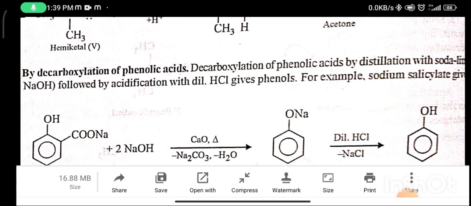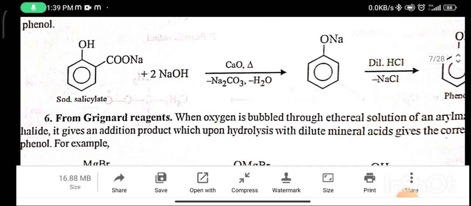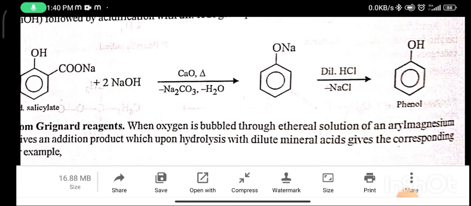Decarboxylation of phenolic acid by distillation with soda lime, NaOH, followed by acidification with dilute HCl gives phenol. For example, sodium salicylate reacts with 2NaOH in the presence of calcium oxide and heat. It gives sodium phenoxide, which with dilute HCl ultimately forms phenol.